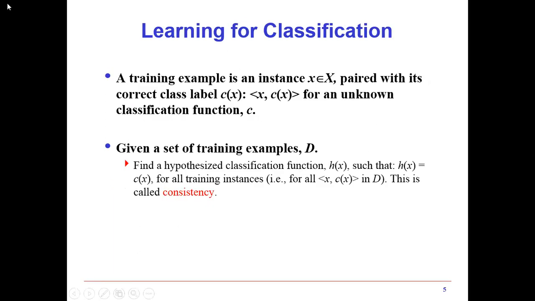So this is the classification task. Now, given a set of training examples D, so if you have so many training examples, like you have so many x, for each and every x, you have to determine the corresponding c(x) value, and that c(x) value will lie in D. And this is called consistency.